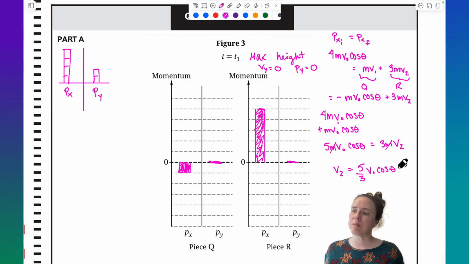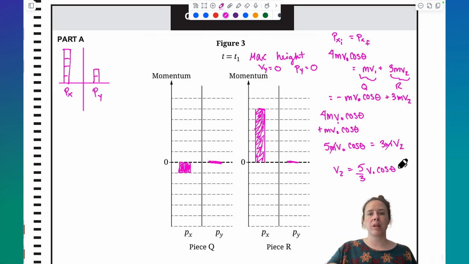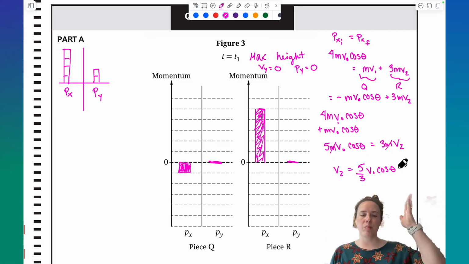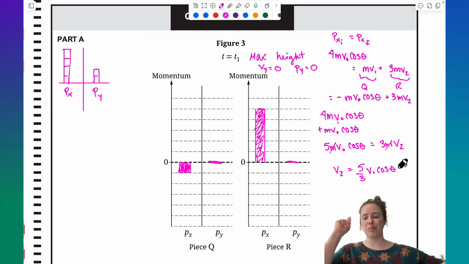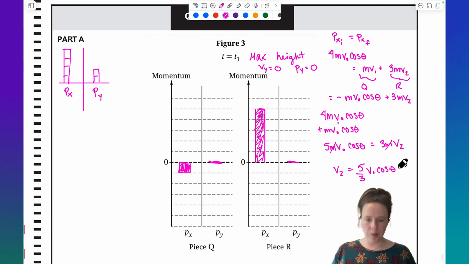Okay, so there's our diagram. Momentum conserved in the x direction: we've got 4 boxes to start with, and we've got -1, +5, 4 boxes to end with. We good? Okay, part B.